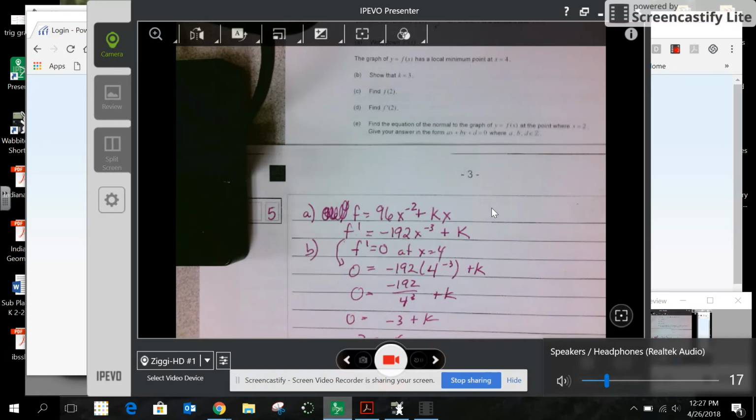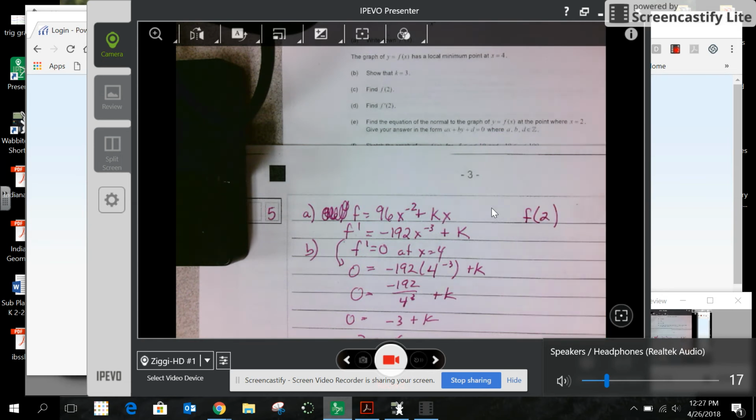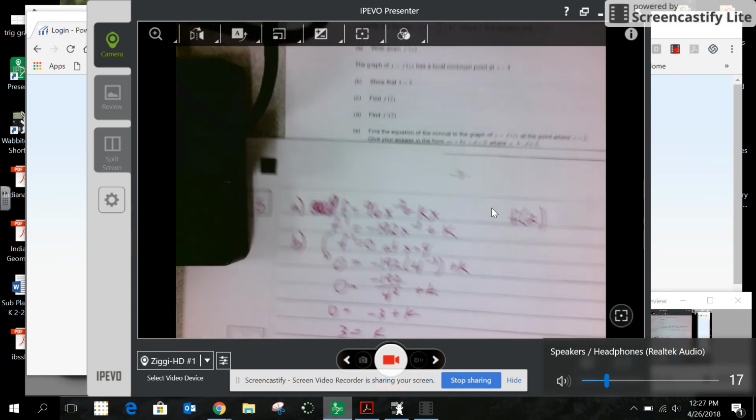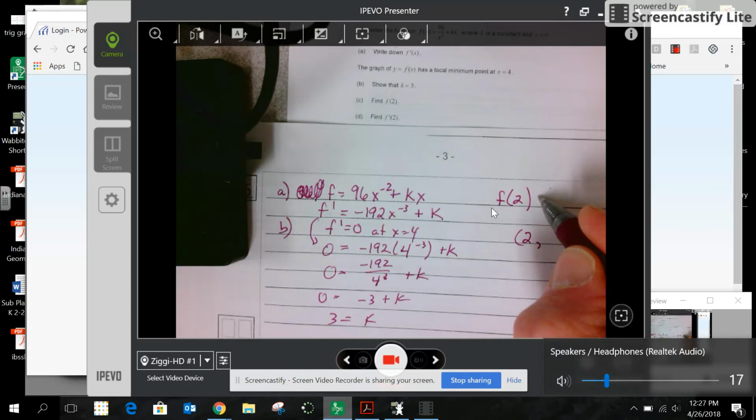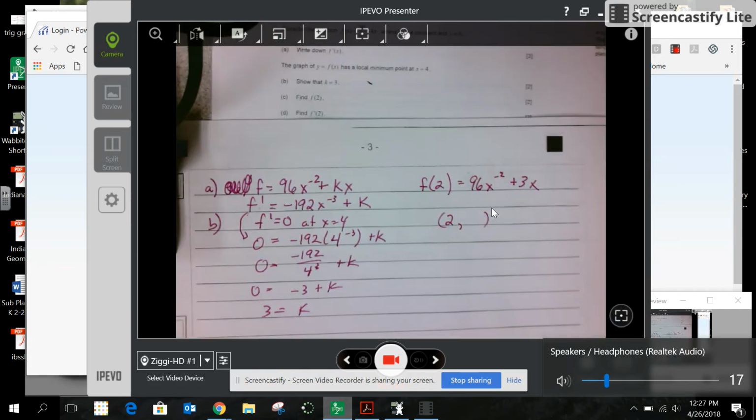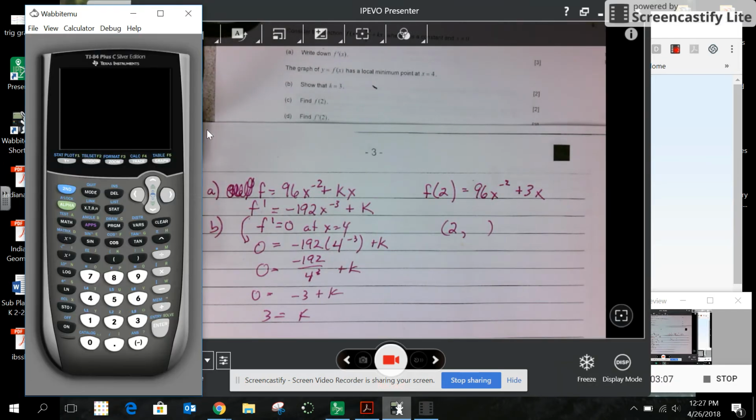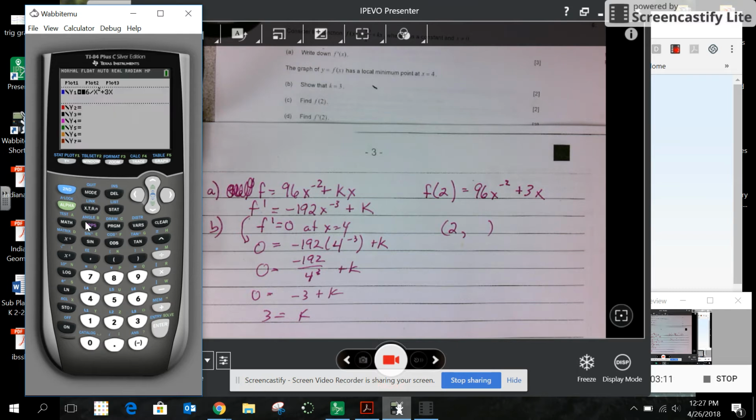So f of 2, that's my y coordinate. Every line needs a point. Every line needs a slope. So they're helping us find our point. We know that the x coordinate is 2. We can plug into f of x to find the y coordinate. If you want, you could put this in your table. I recommend it. We know k is 3. You could have skipped that k problem and gone on and done this right here anyhow. Okay, so when I plug that in there, I'm going to go to my table, see what's there. At x equals 2, y equals 30. So I have the point (2, 30).